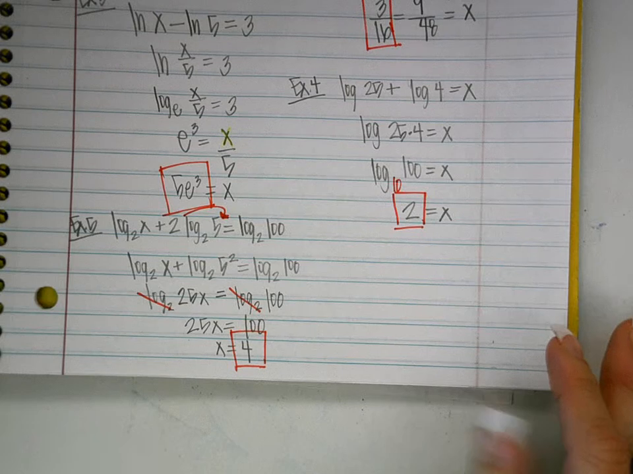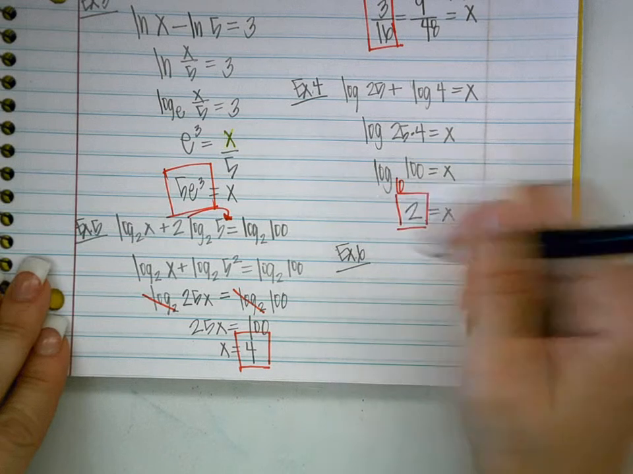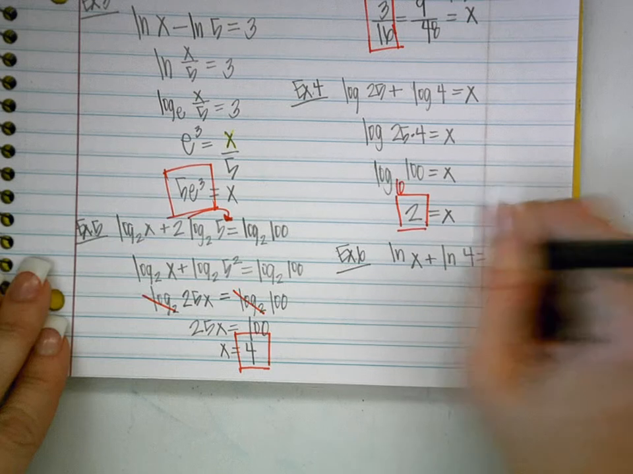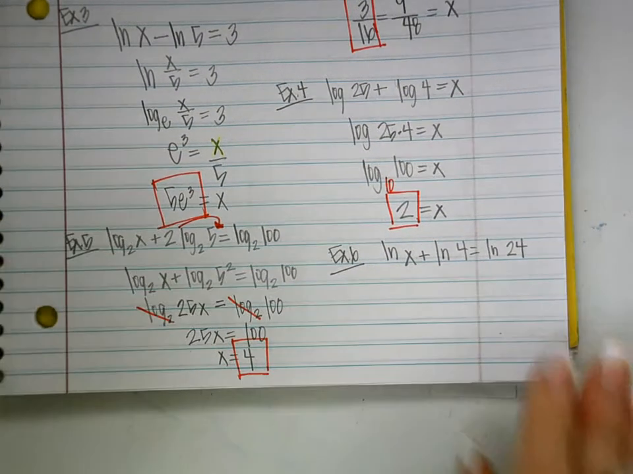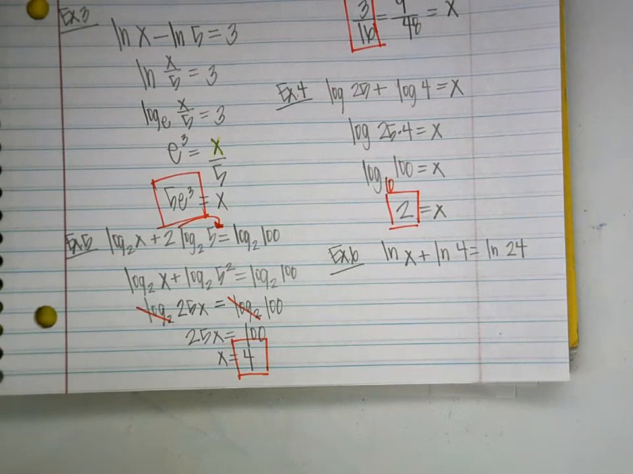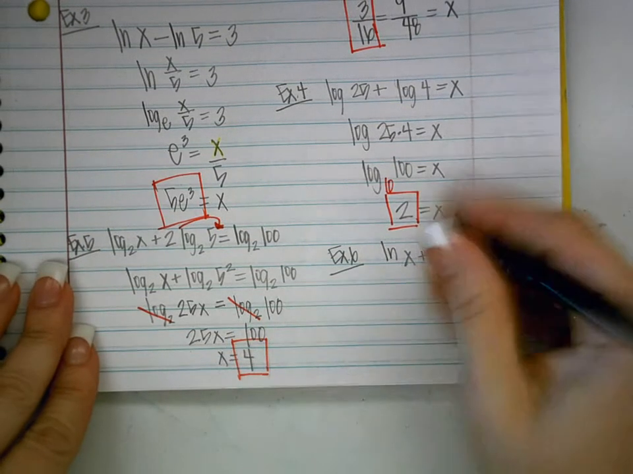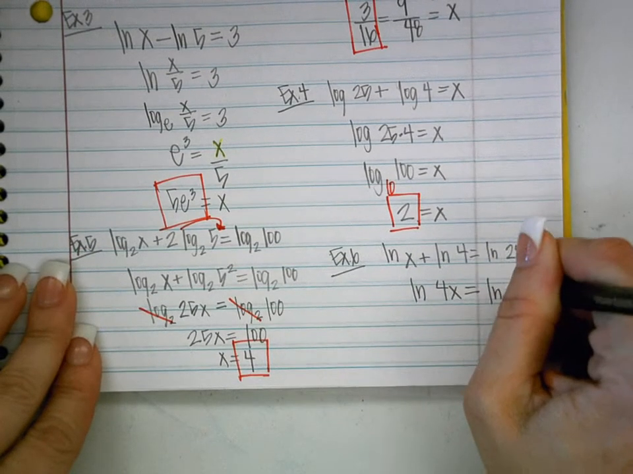Okay, and then the last one, number 6 today, I'd like you to combine, or simplify, or solve, natural log x plus natural log 4 equals natural log 24. How would I start? Condense these. Addition turns into multiplication. So natural log. I'm going to rearrange these. So it's going to be 4x equals natural log 24.